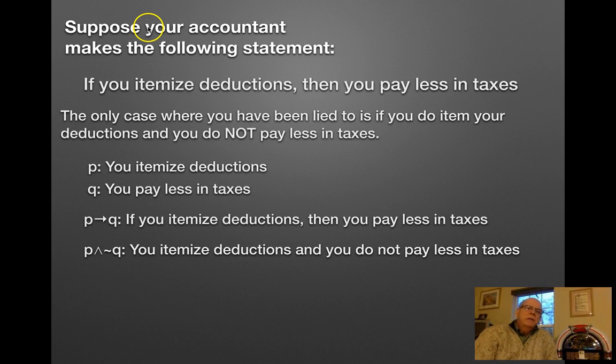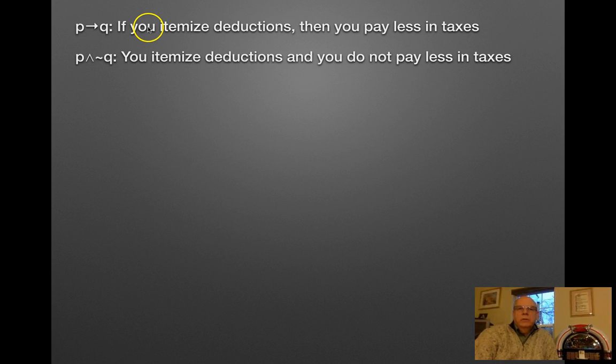So the symbolism here is that the conditional statement P implies Q is negated, or false, when it is P and not Q. That's really what we're trying to get to here. Those are negations of each other. Here I'm stating it again. There's our original conditional statement: if you itemize deductions, then you pay less in taxes. Here is our and not, the lie, the time it's false: you itemize deductions and you do not pay less in taxes.